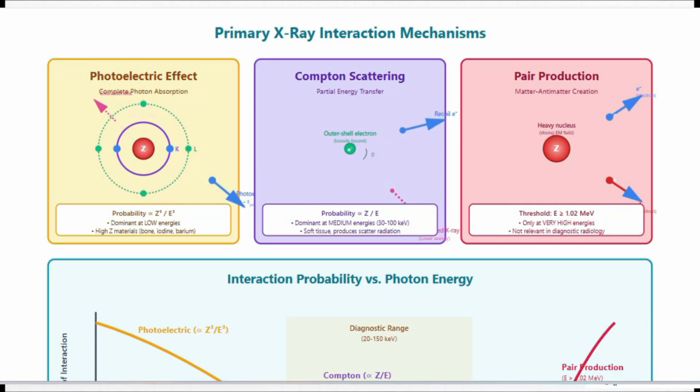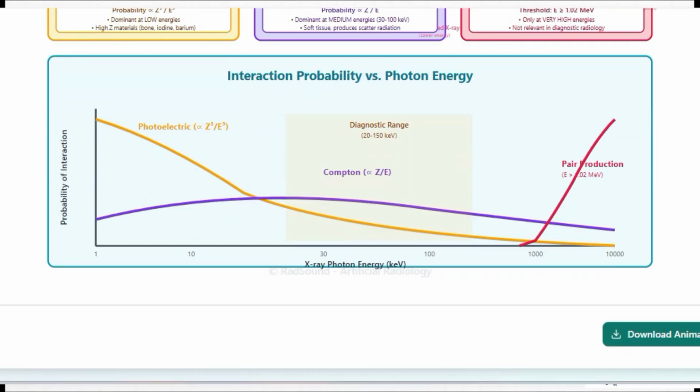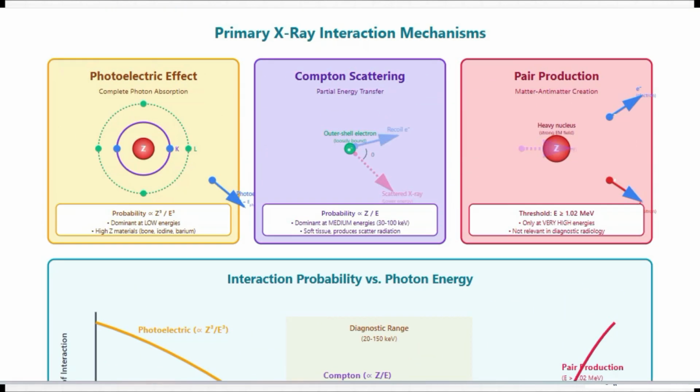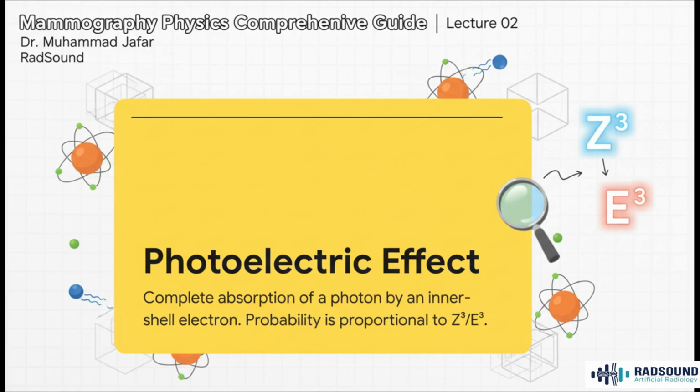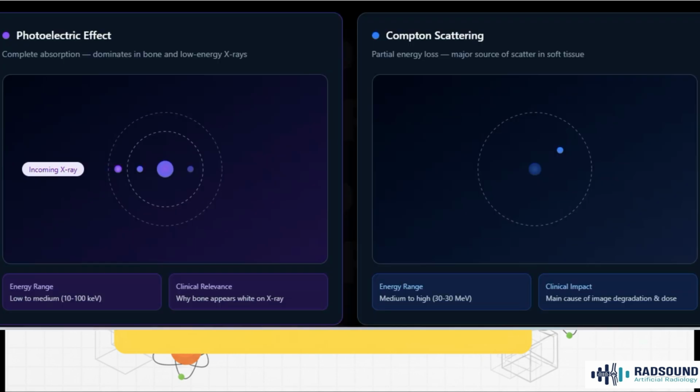So, what exactly is this hero of ours? Well, the photoelectric effect is simply when a photon is completely absorbed by an atom. That's it. And its probability is governed by that magic formula. It's proportional to the atomic number, which we call Z, cubed, and it's inversely proportional to the photon's energy, or E, also cubed. And trust me, that cubed part, that's where all the magic happens.